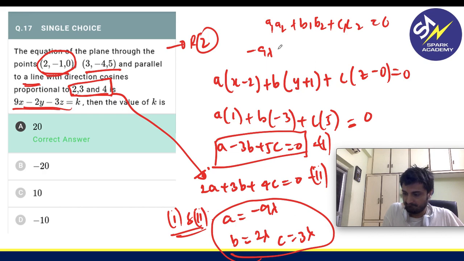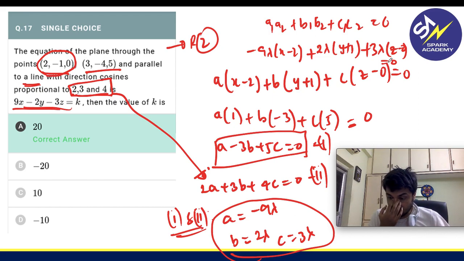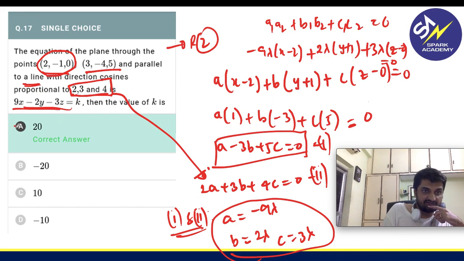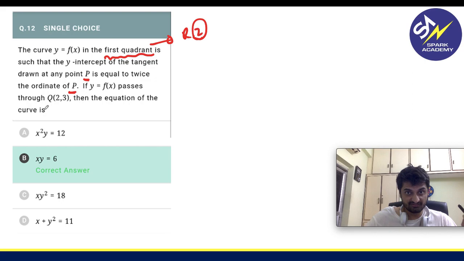9 lambda into x minus 2 plus 2 lambda into y plus 1 plus 3 lambda into z minus 0, that is equal to 0 I'm getting. So just cancel, compare, I think you will get equal to 20. Again, this we discussed in 3D geometry, so you can refer to that.